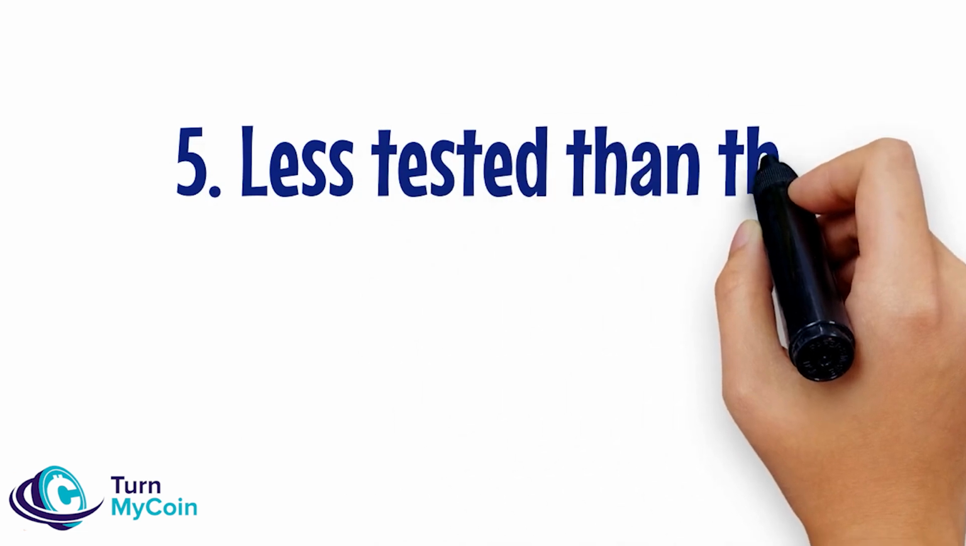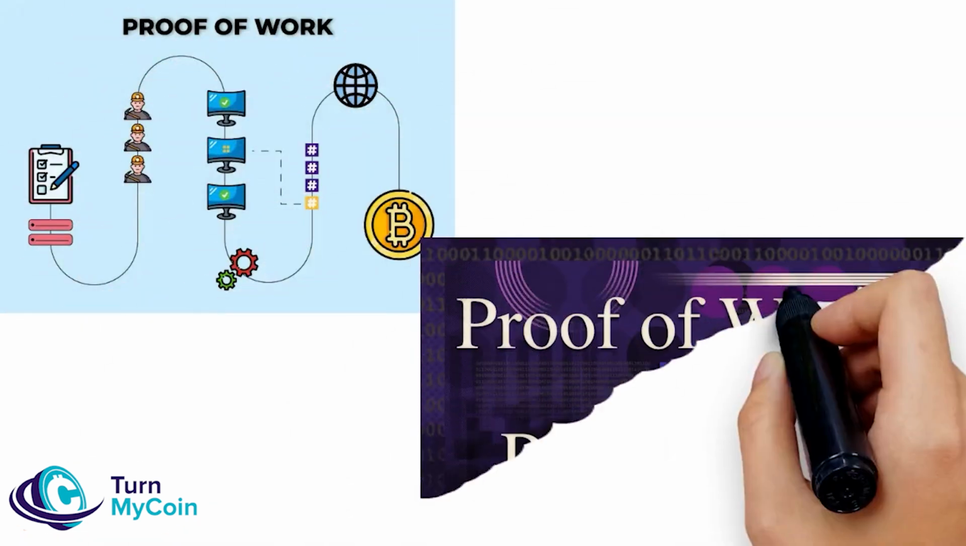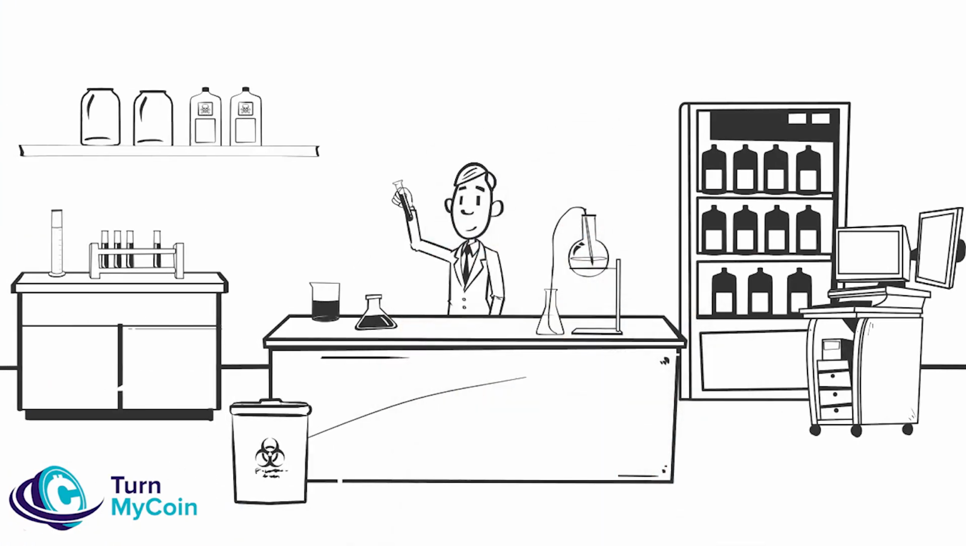5. Less tested than proof of work. Compared to the POW system, the POS system is not as reliable. The POS system is in its infancy and thus not thoroughly tested.